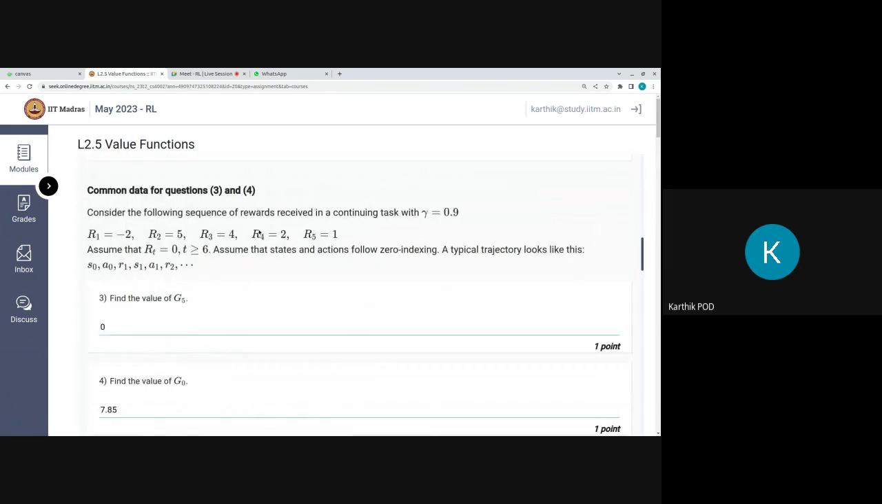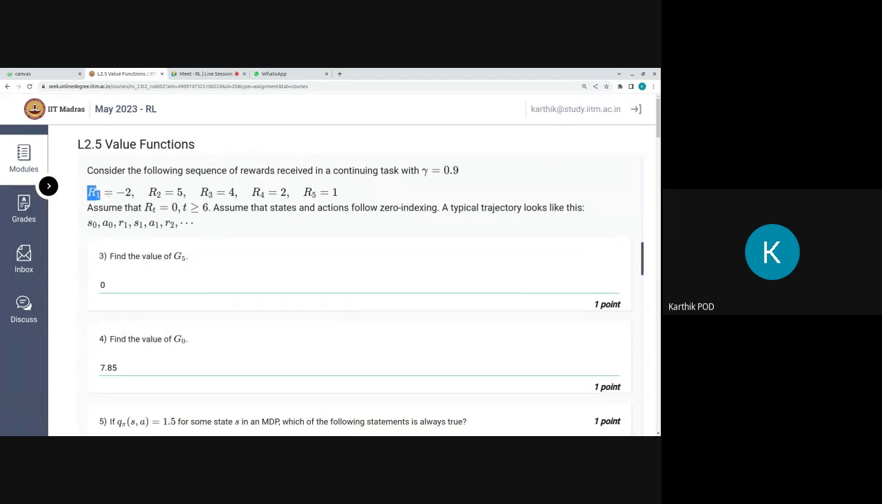So that is one problem. For 3 and 4, the basic idea is you are given these rewards for a task which is continuing with gamma equal to 0.9, and you have to find what the return is. I have already written down the answers here.